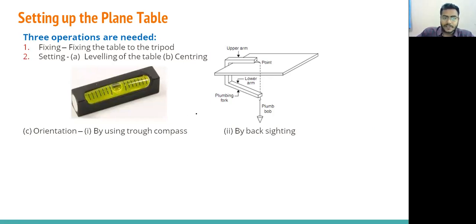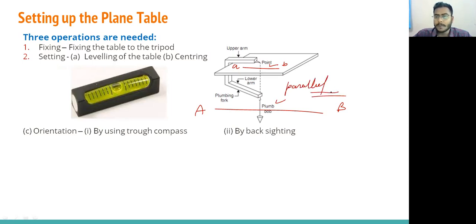For example, station A is here, station B is here. So this is a line on the actual ground. On the sheet we are drawing small a, representing station A, and small b, representing station B, and we are drawing a line a to b. This line and the ground line should be parallel. This is called orientation.